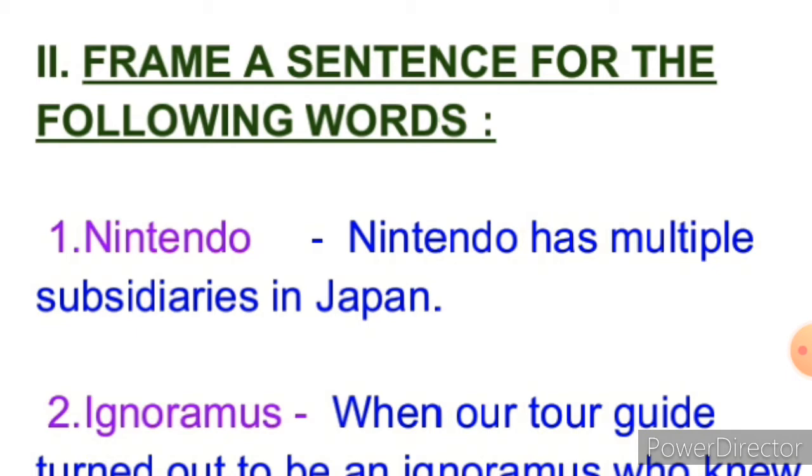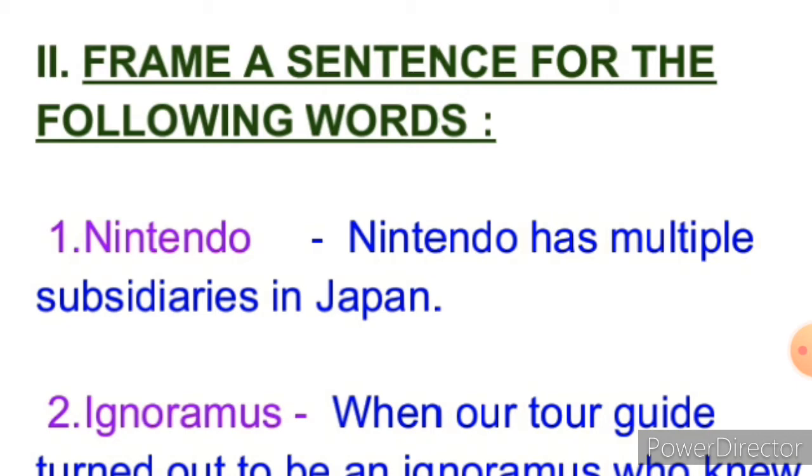In Japan, there are so many subsidiaries, that is, so many people addicted to this game, the video game Nintendo. So here the word Nintendo represents a video game. Using that Nintendo, we have framed the sentence. Now read the sentence, children. Nintendo has multiple subsidiaries in Japan. So there are a lot of people who are addicted to this type of video game, and that type of video game here is represented as Nintendo.